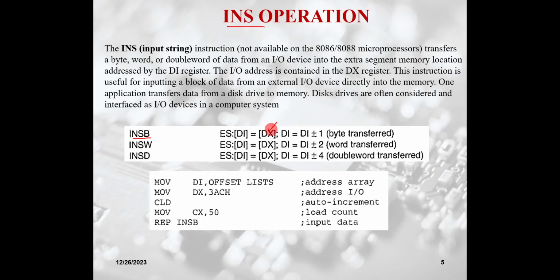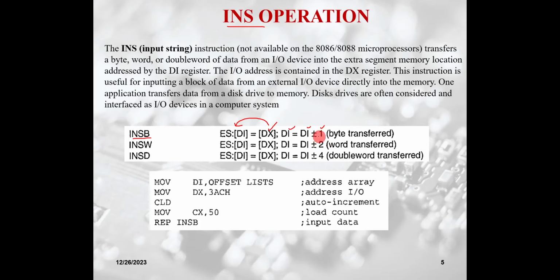Okay, from there this data will be fetched and placed into a memory location whose address is given by ES and DI, and after fetching that data, DI automatically gets incremented by 1 or decremented by 1 depending on the flag register.